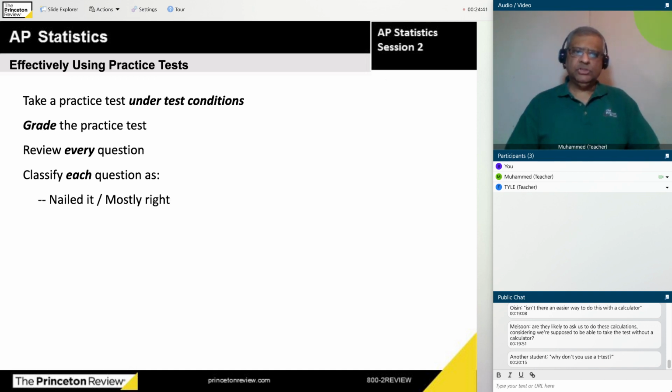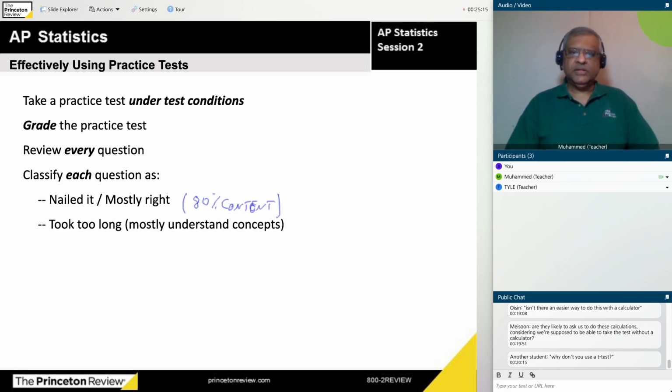So what you want to do is you want to grade your questions. And this is a qualitative grading, okay? So it's a nailed it or mostly right. And when I say mostly right, I mean, if you know about, let's say, 80% of the content, then it is mostly right, because you know most of the stuff anyway. So either you nailed it, or you know 80% of the content, and you know how to do most of it. There was a silly error, you forgot a conversion, okay, fine.